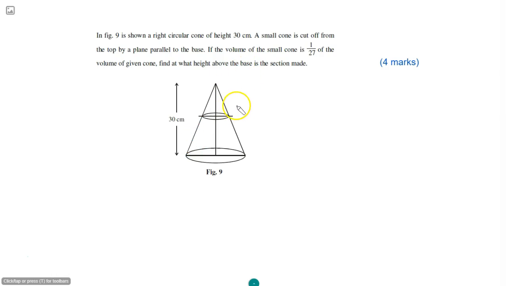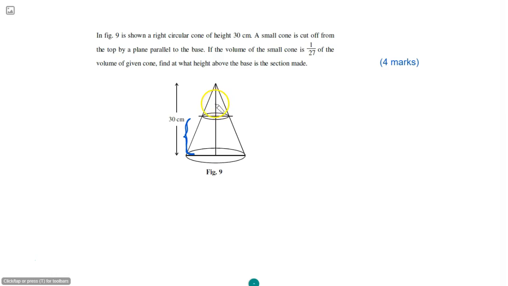So we have a cone and you're cutting off a portion of the cone, and the small cone that is cut off has a volume of 1/27 of the original cone. You need to find the height at which the section has been made. So you need to find this height here. Okay, this is a somewhat tricky question.